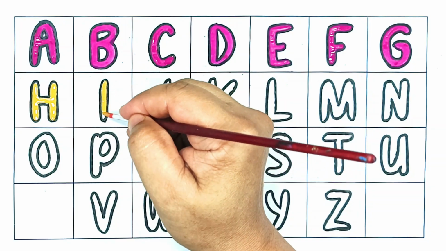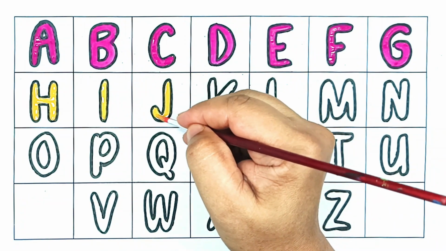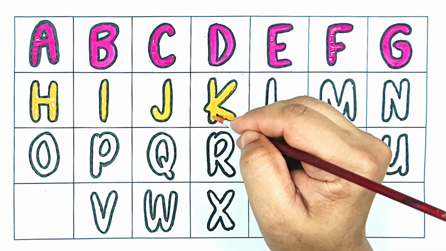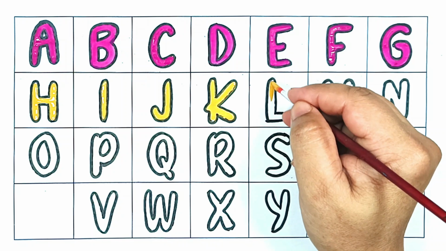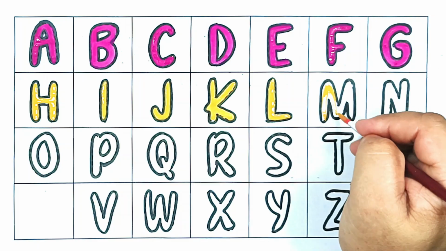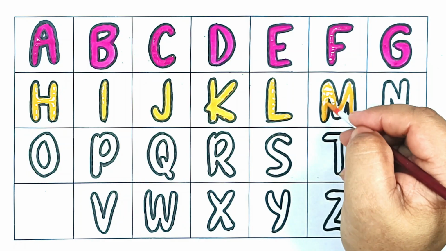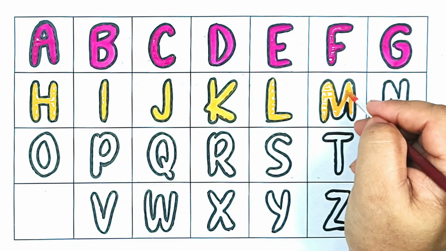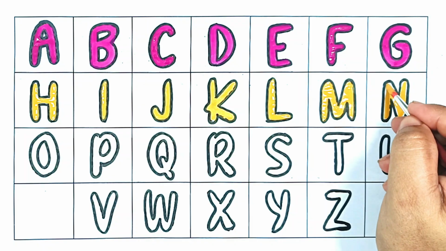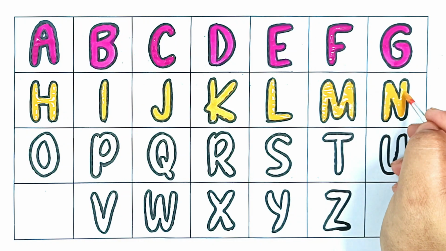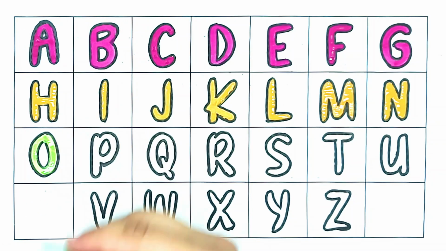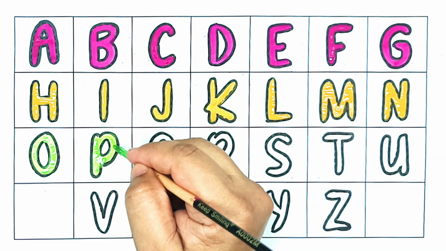I for igloo. J for jam. K for kite. L for lamb. M for man. N for net. O for onion. P for pen.